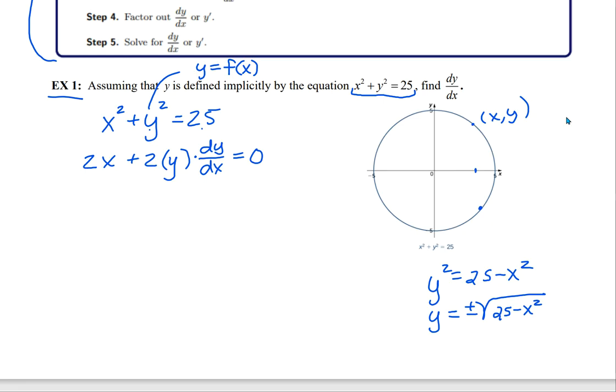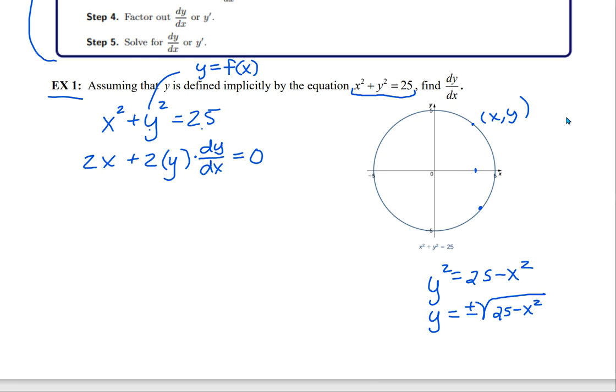Now, if I were doing all proper notation, which I'm not, I would have written d/dx of x squared, d/dx of y squared, and d/dx of 25, because you're actually taking the derivative of both sides of this equation. So if it's a constant, the derivative is 0. So that's our first round through this.